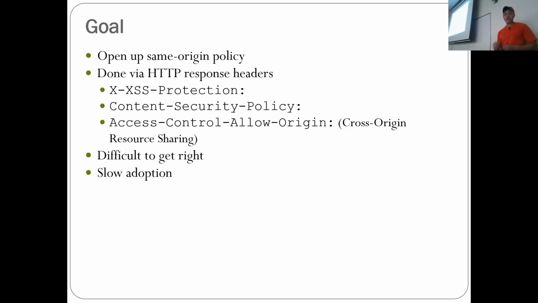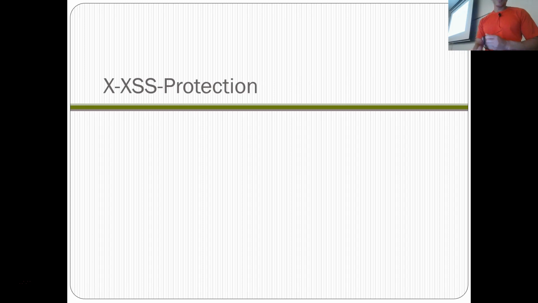Okay. So the initial goal was to open up the same origin policy and perhaps to prevent some of these cross-site scripting vulnerabilities. This was done via HTTP response headers. These are the ones that we're going to cover. These things are difficult to get right, and adoption is very slow. You'll see that only about 10 to 20% of sites have applied some of these headers.